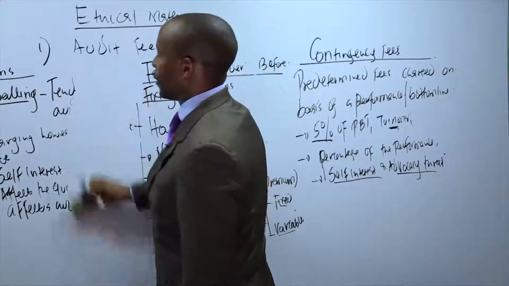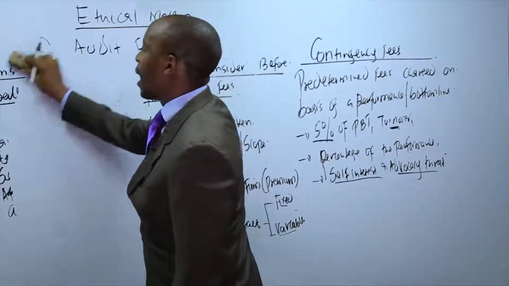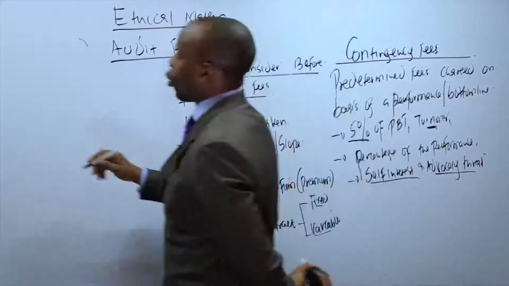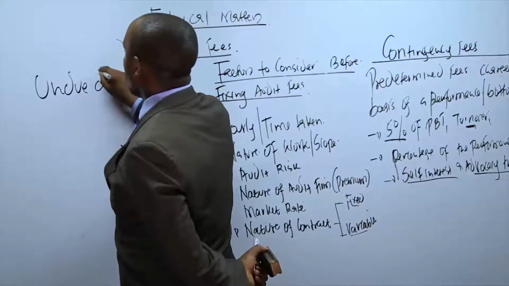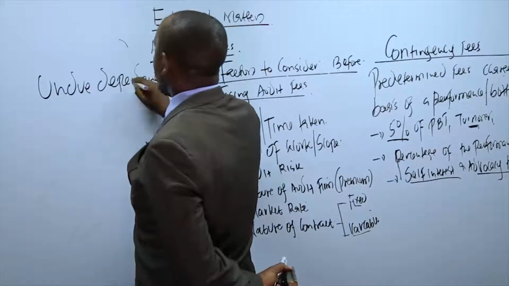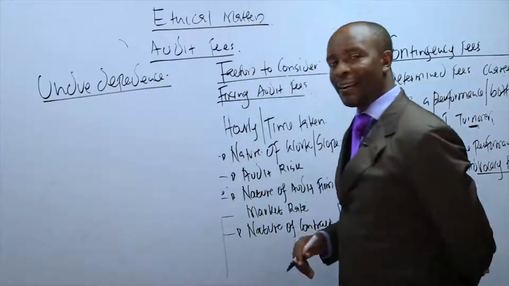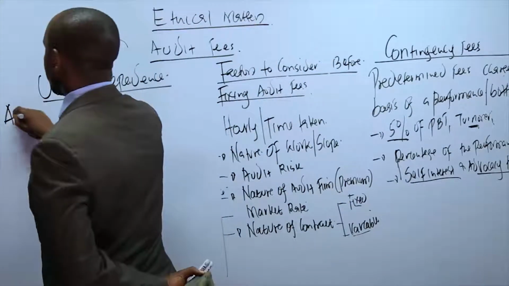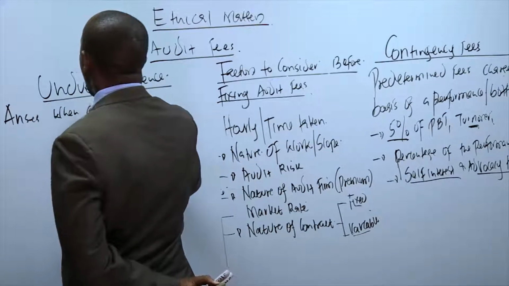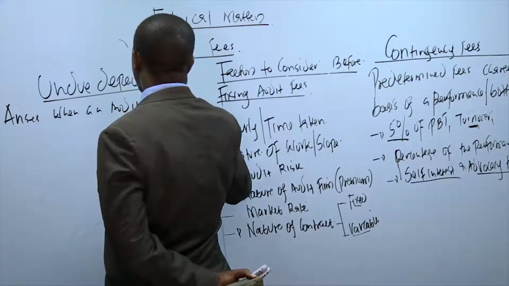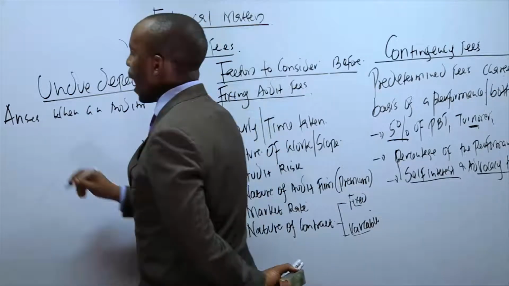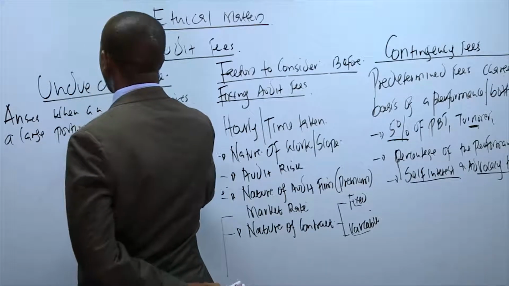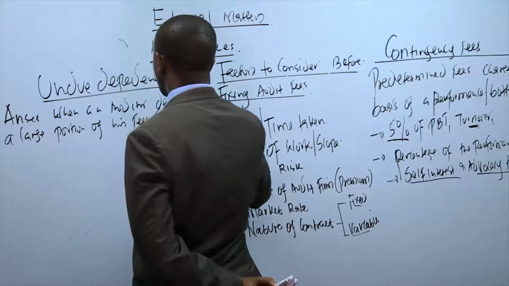Having covered that particular part, there is another term that we are going to define in fees charging, or audit fees. Because we are still discussing audit fees, we need to know something called undue dependence. The term undue dependence means that the auditor is deriving a large portion of his income from a single client. And so we can say it arises when an auditor derives a large portion of his fees from a single client.